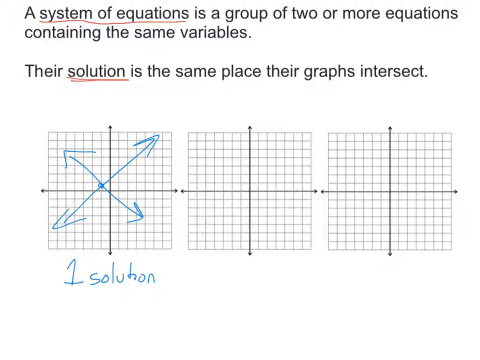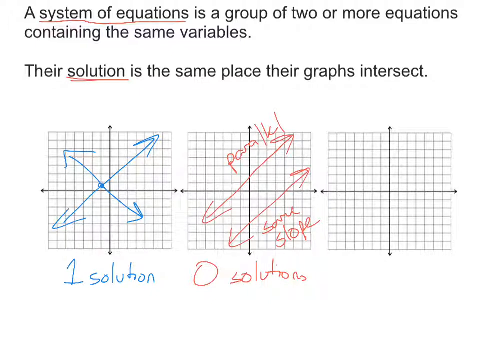Okay, I can draw them a different way, so that here's one and here's another. These lines are parallel, meaning they have the same slope. And since they don't cross at all, this has no solutions.